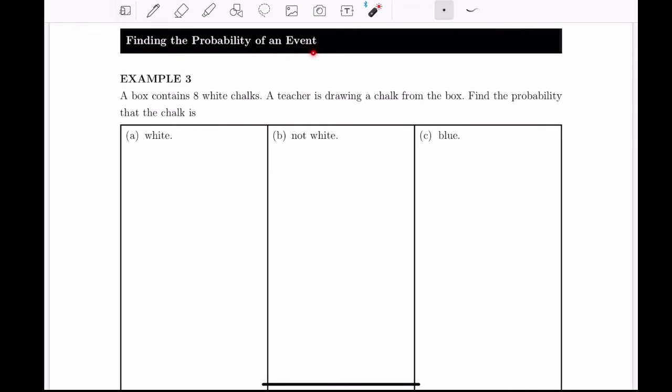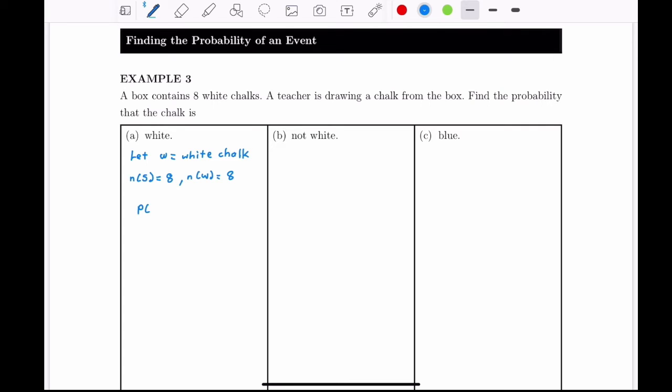Finding the probability of an event. So we look at example 3. A box contains 8 white chalks. A teacher is drawing a chalk from the box. Find the probability that the chalk is white. Okay, so let W be the event of drawing white chalk. Okay, so number of sample space 8, since there is 8 chalks altogether in the box. Okay, number of available white chalk is 8.